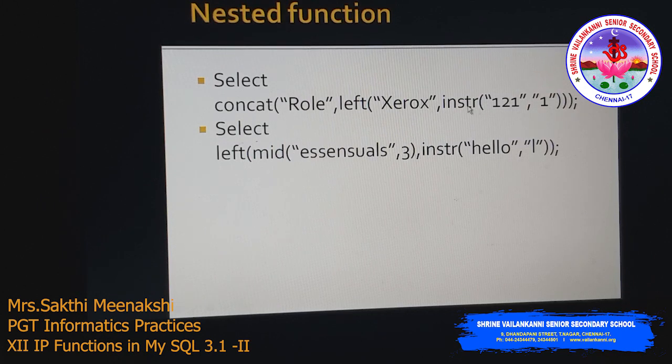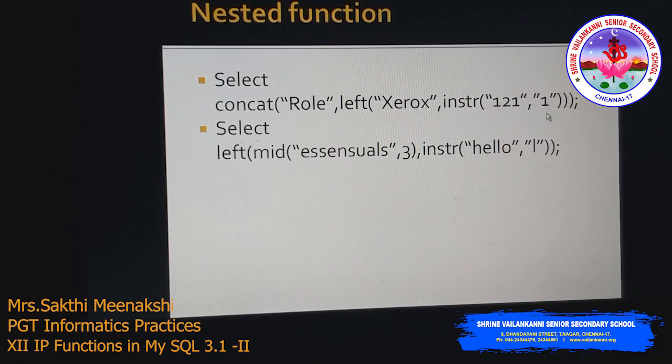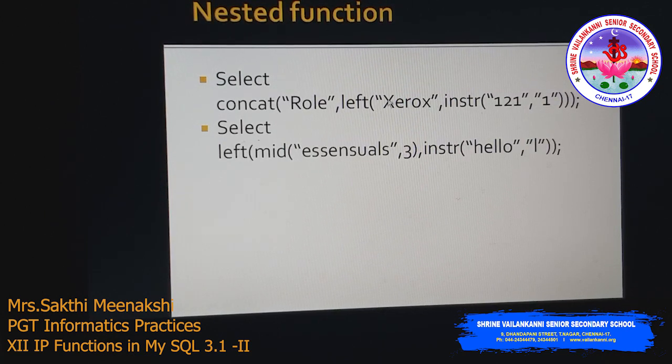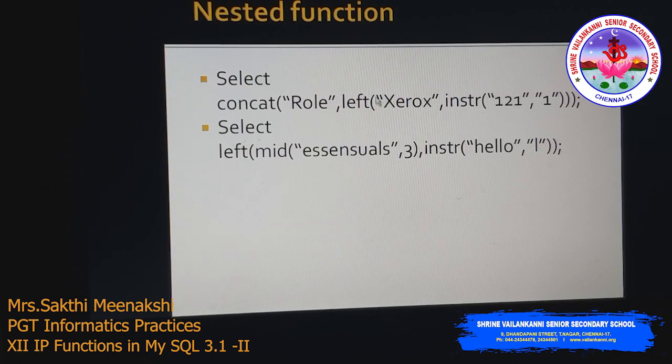So let's see this one. The first thing, the inner function should be executed first. So this is the inner function: instring of 121, which is a string, comma 1. The instring function gives the position of the substring in the main string. So here the substring is 1. The position of 1 is 1 itself. So this instring function returns number 1, right? That one you have to apply over here. So left of Xerox comma 1, that means from the left side we need only one character, which is the capital X. So this left function returns X. That should be concatenated with the roll. So the result will be roll X.